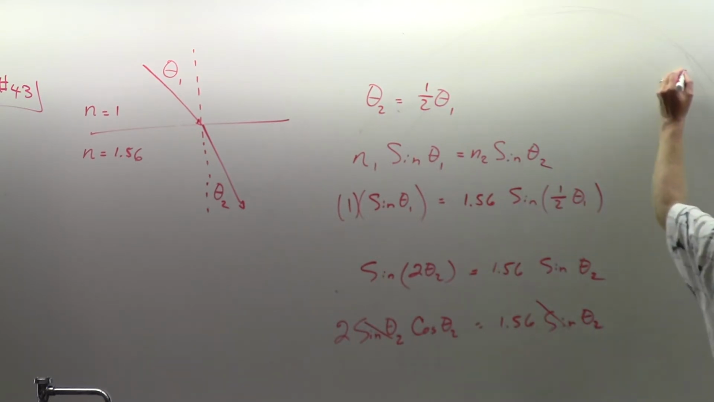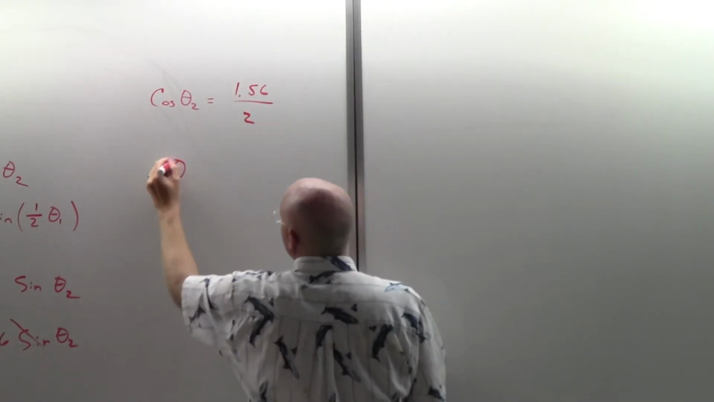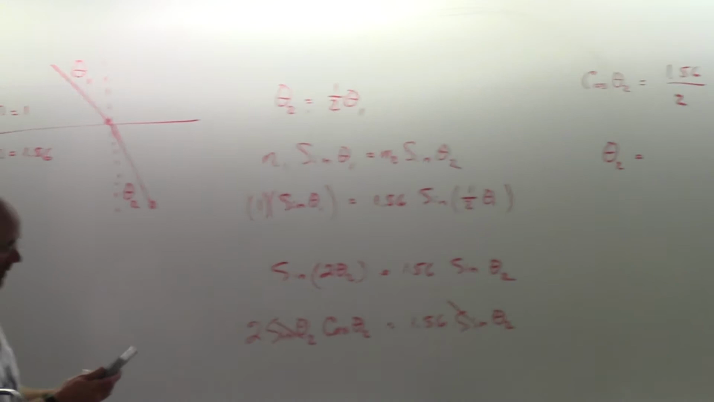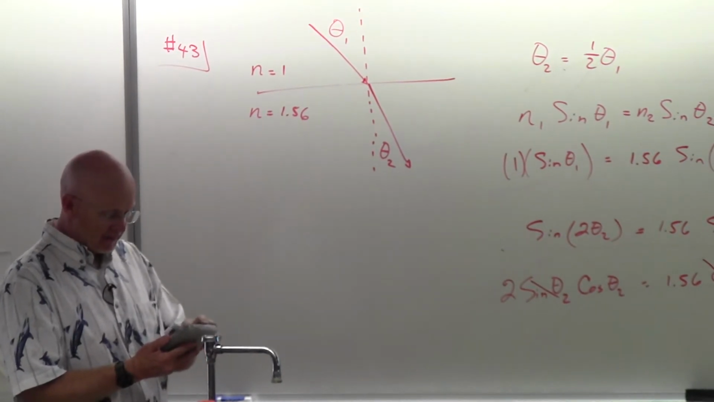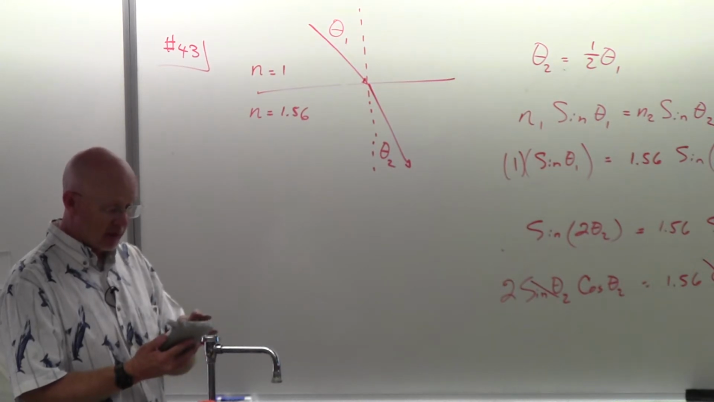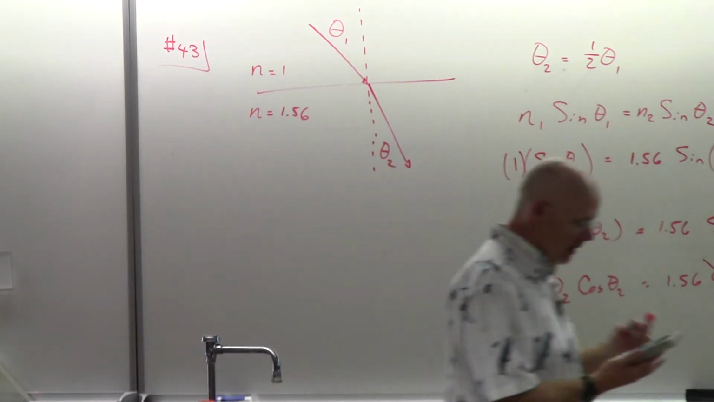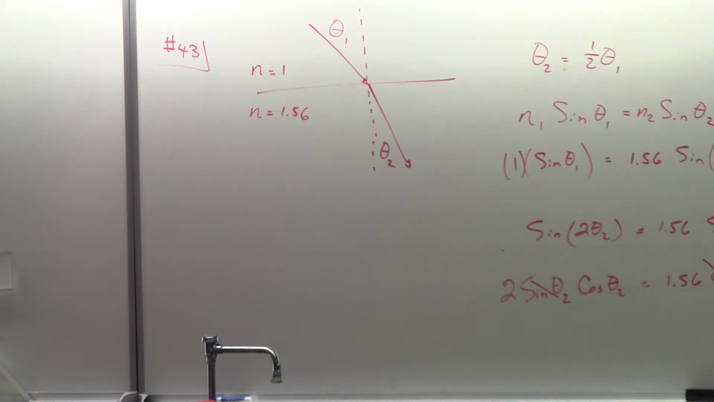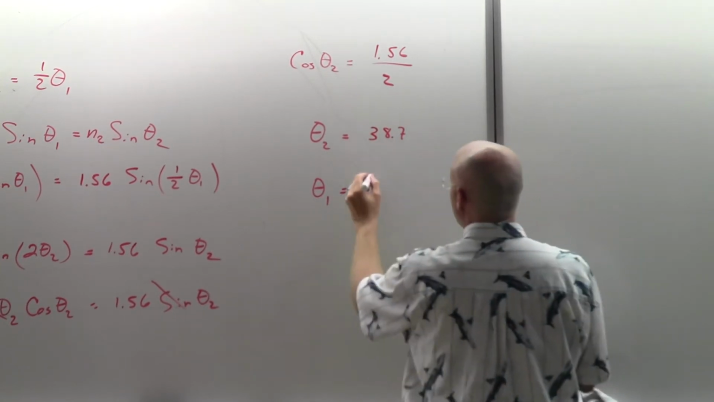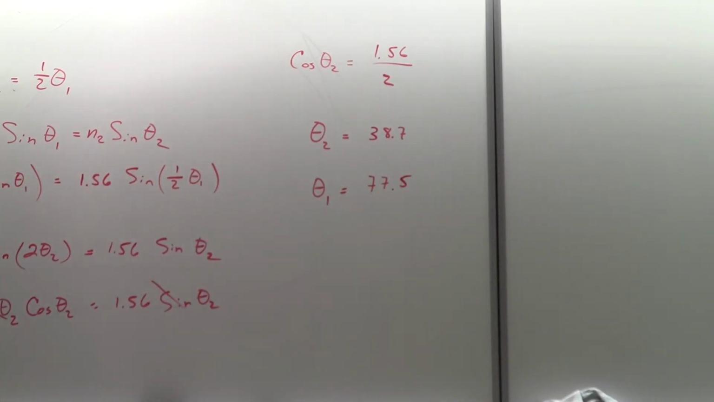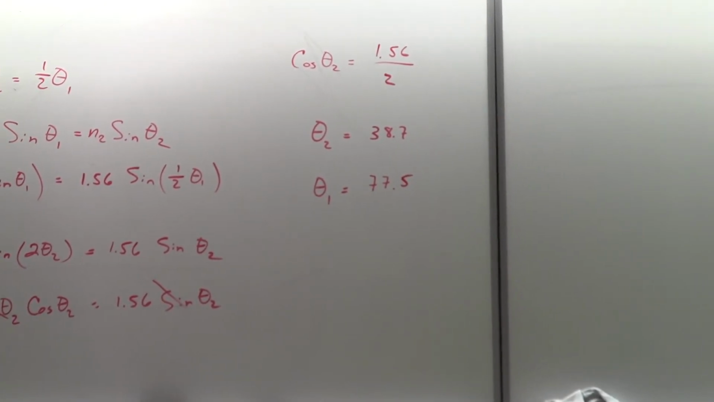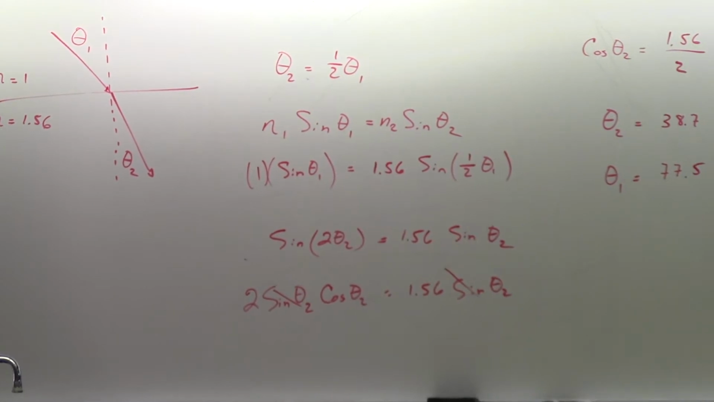So that would cancel off. So now I can get cosine of theta 2 equals, and we get 1.56 divided by 2. So now a little calculator work, and I can get the refracted angle, and then I'll get the reflected angle. So 1.56 divided by 2, inverse of the cosine. Oh, and I better check what mode I'm in. Okay, I'm in degrees. All right, so that would be 38.7. So that means theta 1 would be twice that. And so an incident angle at about 77.5 is then bent and comes out at about a 38.7. Okay.